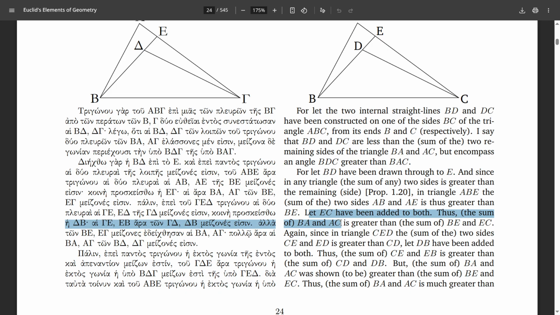So BA plus AC is greater than BE, because BE is already less than BA and EC. So those components in association with each other, E is a shortening of BA and BC. Okay, respectively, actually, yeah. AC.